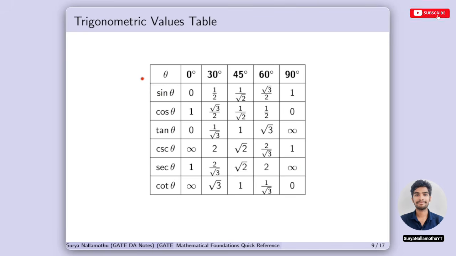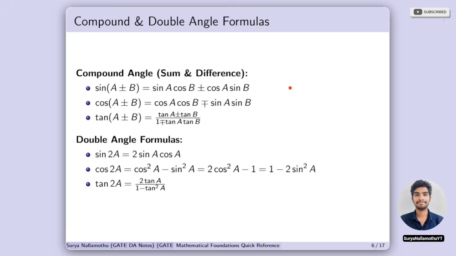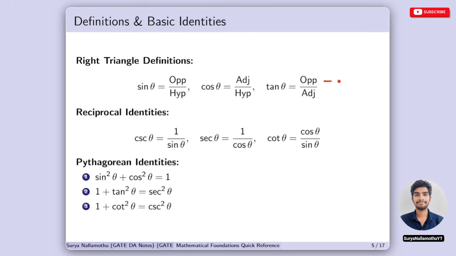Next, this is the trigonometric values table. You know it very well from intermediate and 10th class also. So sin 0 is 0, sin 30 is 1 by 2, sin 45 is 1 by root 2, sin 60 is root 3 by 2, sin 90 is 1. I will explain a simple trick for remembering this table very clearly. First, we know these formulas, right? You need to remember these two formulas, then you will get a proper identification.